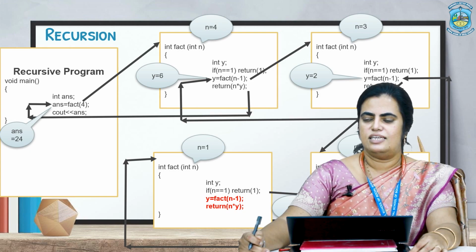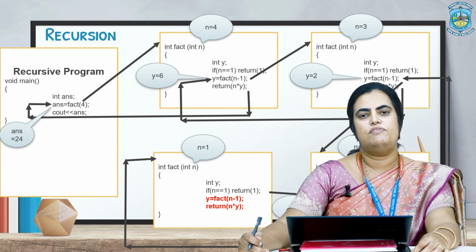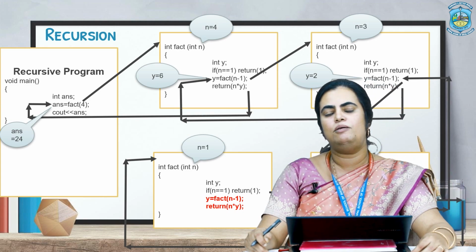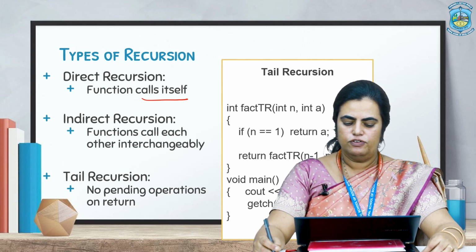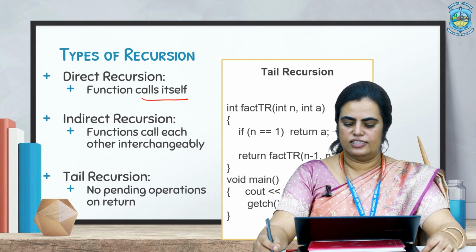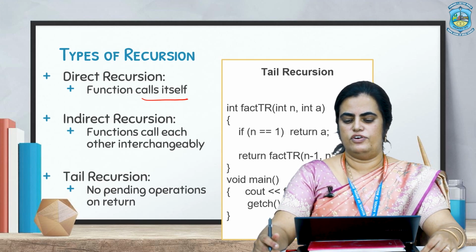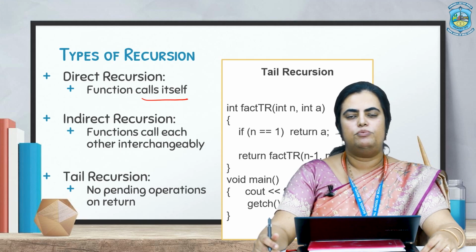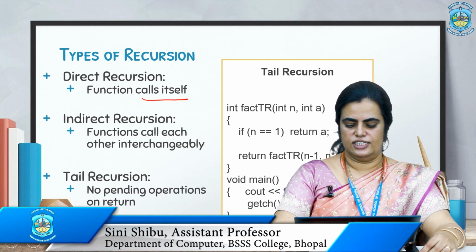So, this is an example of direct recursion, whereas in tail recursion, we will not have the case of any pending operation on return. This is an example of a tail recursion. Here you would see that there is no statement after the return statement. The return statement would be the last statement in case of a tail recursion. There would be no operation which is going to be executed after the return statement.